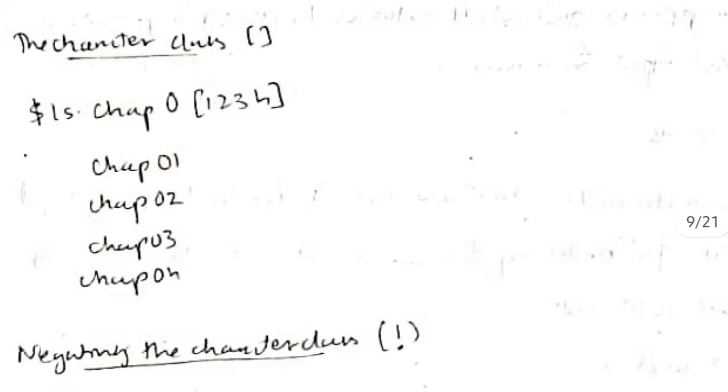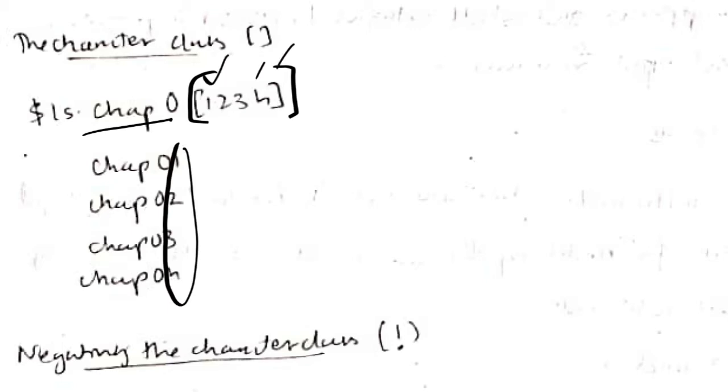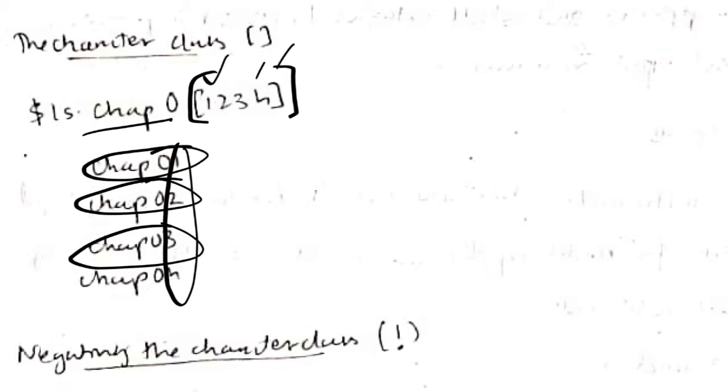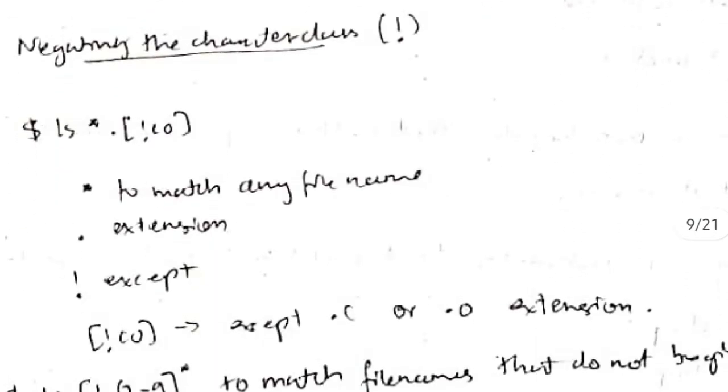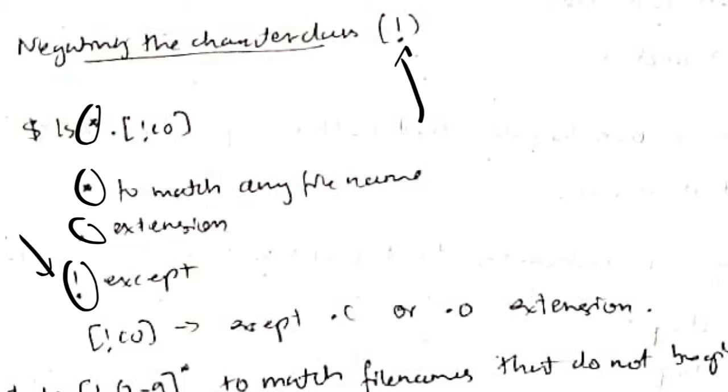So if I write here chap 0 and in the class I write 1 2 3 4, it will find the files with the elements present in this class, like chap01, chap02, chap03, and chap04. If you don't want specific files, we can use the exclamation mark, which will negate the files. That means star will take all the characters, dot extension, and the exclamation mark means except.